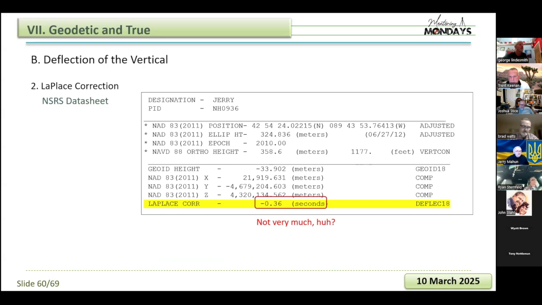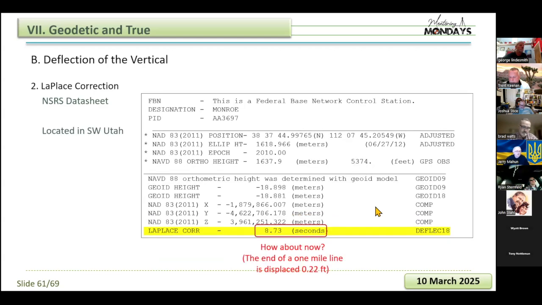Where does that come from? There's a program in a geodetic toolkit called Deflect 18. That's based on the Geoid model, Geoid 18, so every time Geoid 18 gets updated, so does Deflect 18. So at 0.36 seconds, I can afford to ignore that. Okay, here's Point Monroe, which isn't very much further away. This is less than 20 miles away from Point Jerry, and it's got a Laplace correction of 8.73 seconds.